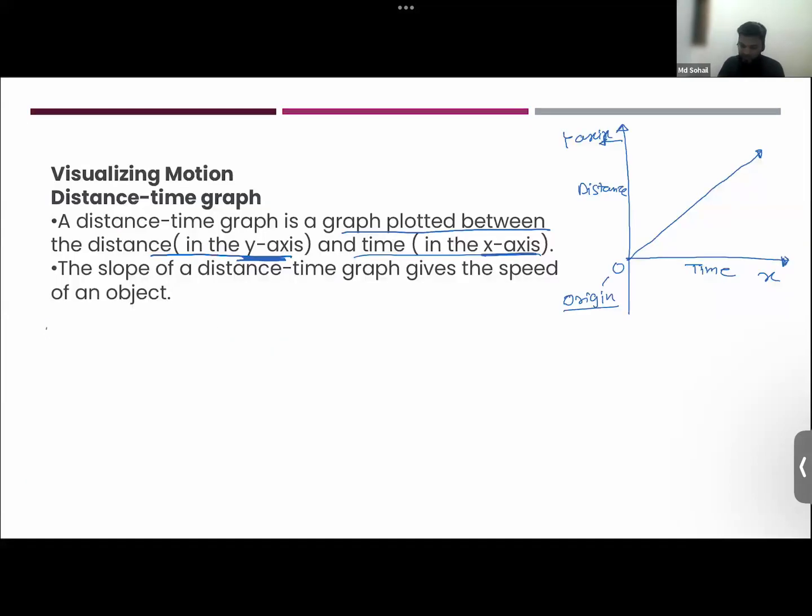First is the distance-time graph for a uniform motion. Now you tell me, what is the speed in a uniform motion? Is it constant or does it keep changing?